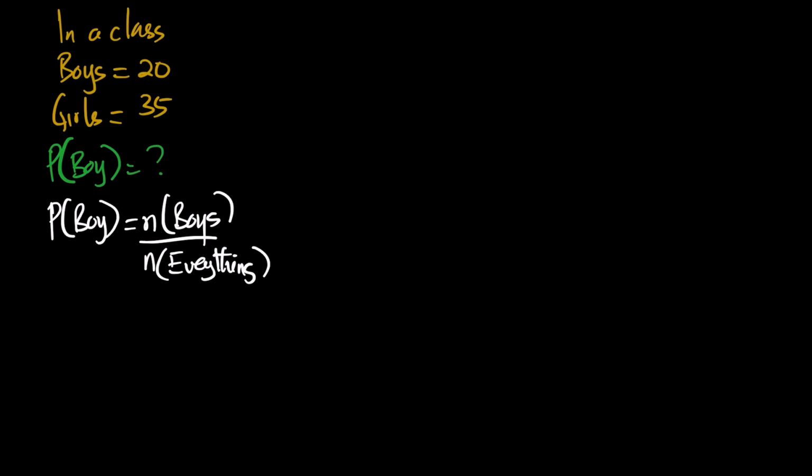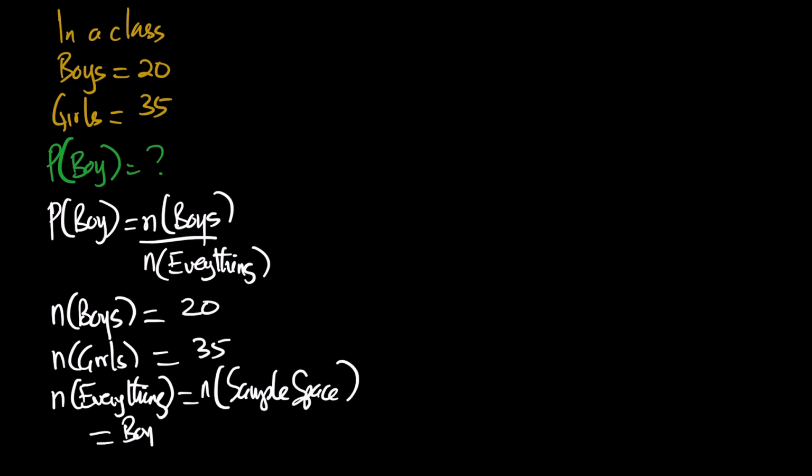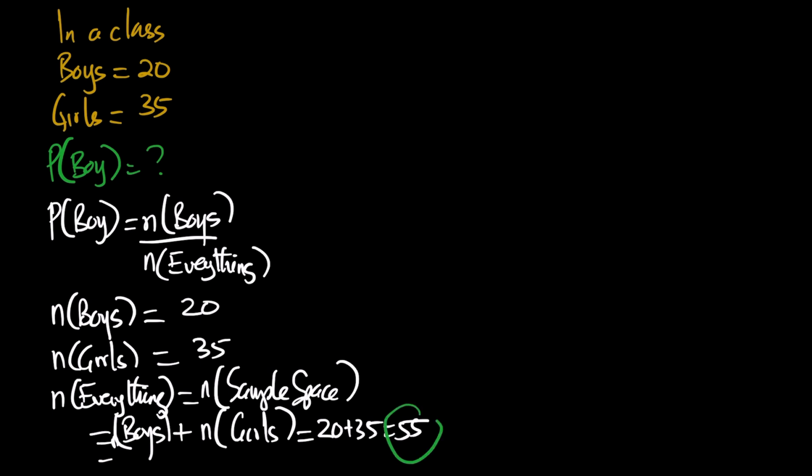Let's look at the number of boys. It has been given to us to be 20, and the number of girls is also given to us as 35. So the number of everything, which we said is the number of the sample space, is the number of boys plus the number of girls. That's the number of everything. And we end up getting 20 plus 35, which gives us 55. So 55 becomes everything, and the boys is 20.